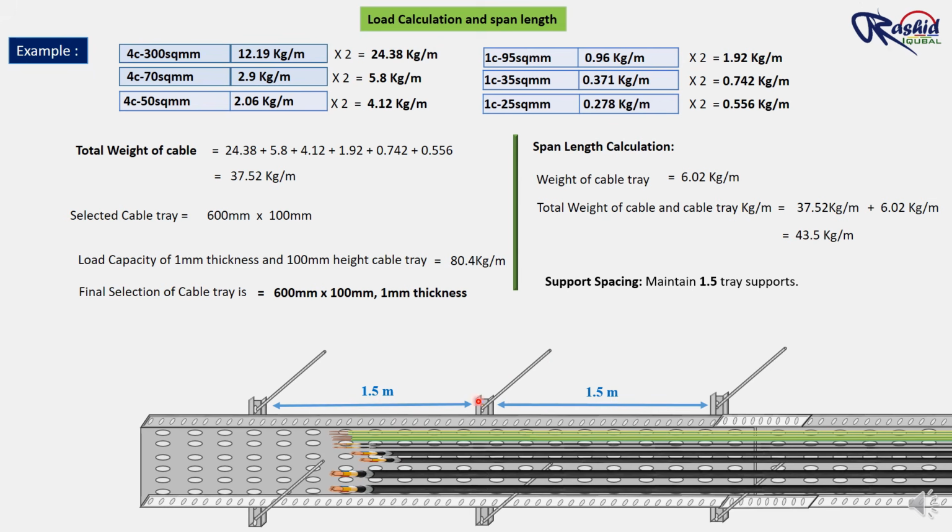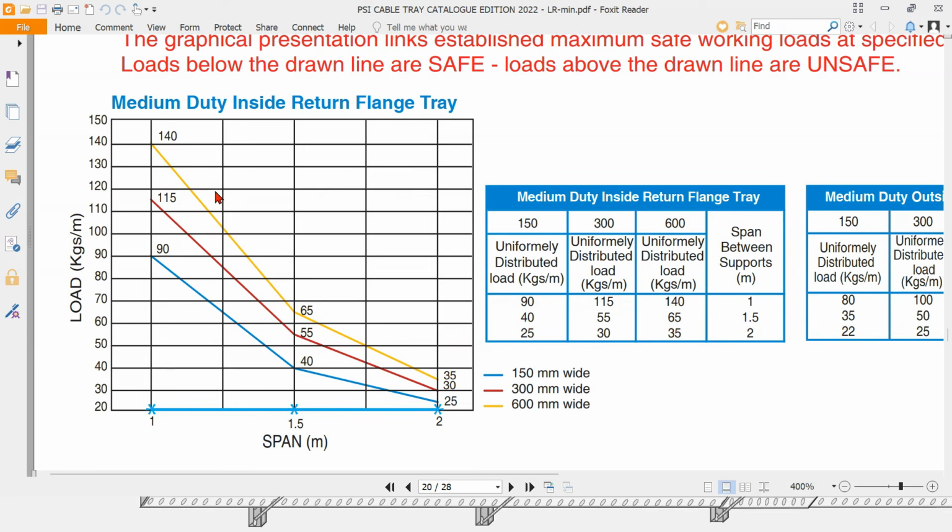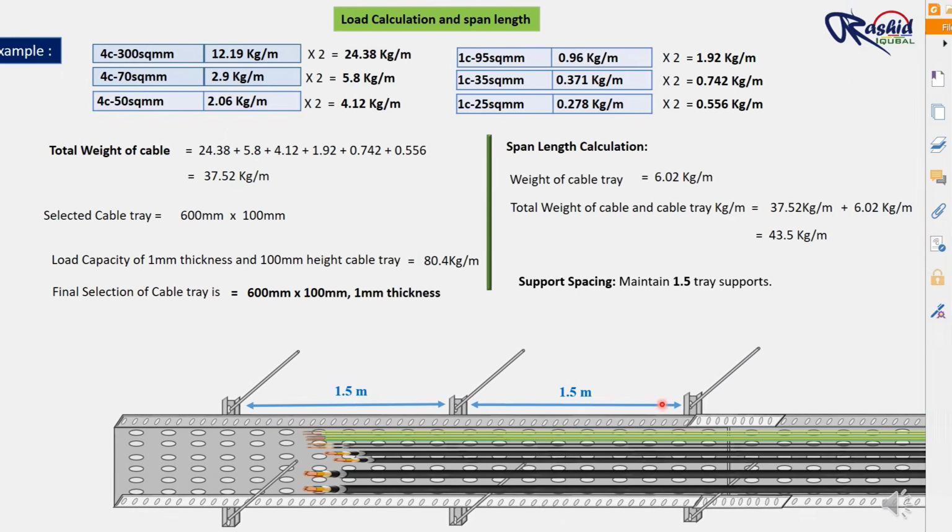But if your project load is higher, say around 140 kg per meter, then the span should be reduced to 1 meter. As you can see here, 140 load is here and just below this 140, you can see this is the 1 meter. So the 1 meter span length will be the safe length. So this was the method for perforated cable tray size calculation.